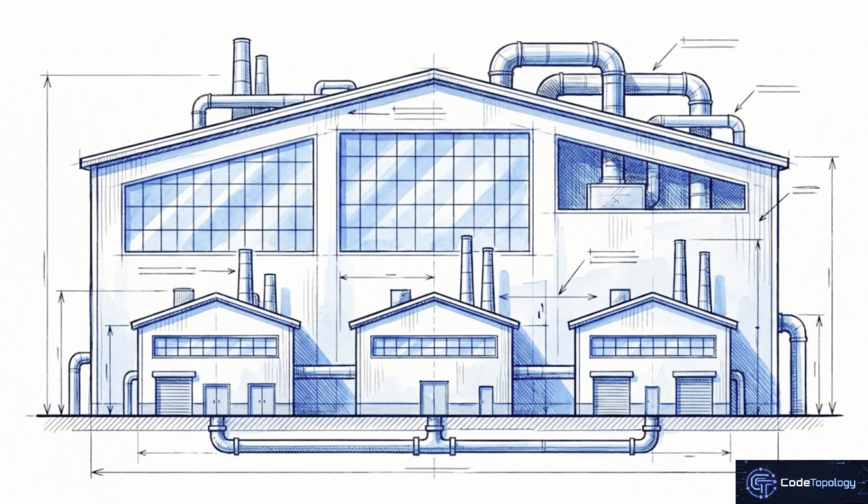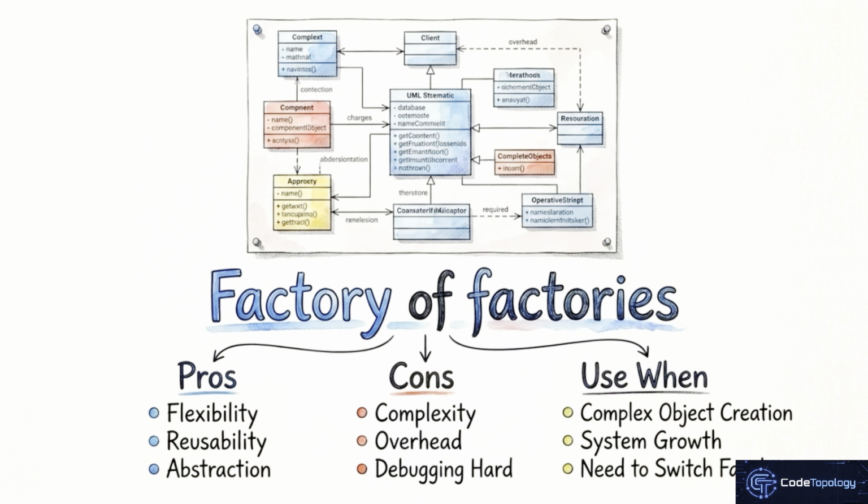Abstract factory is a factory of factories. It is a runtime object that produces a whole family of related products that belong together. Use this reference to cement the structure. The seam between abstraction and implementation is what gives this pattern its utility.